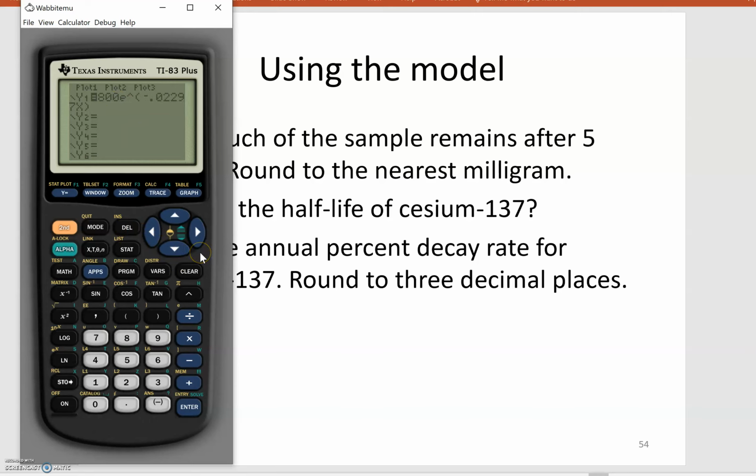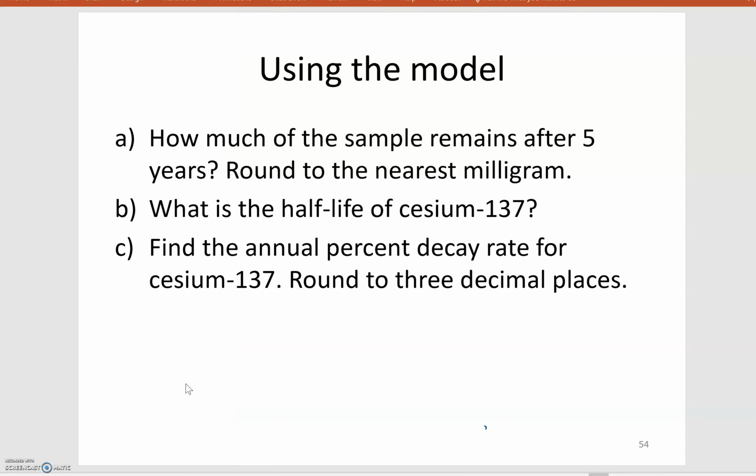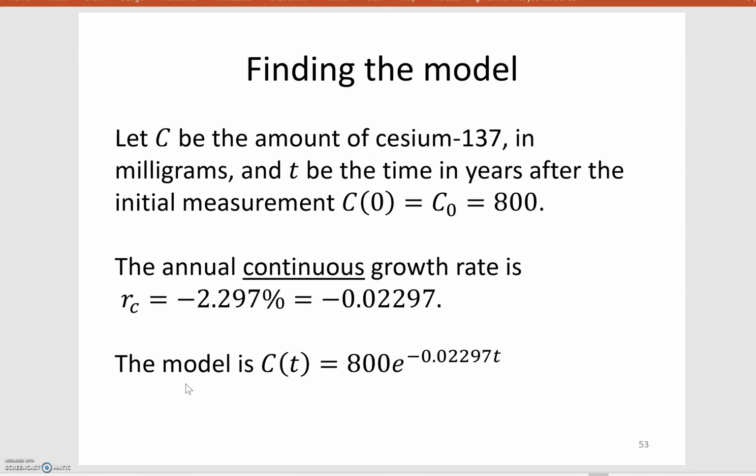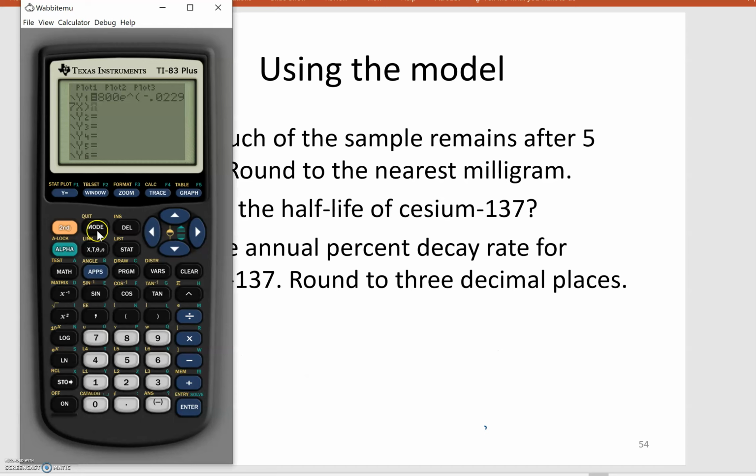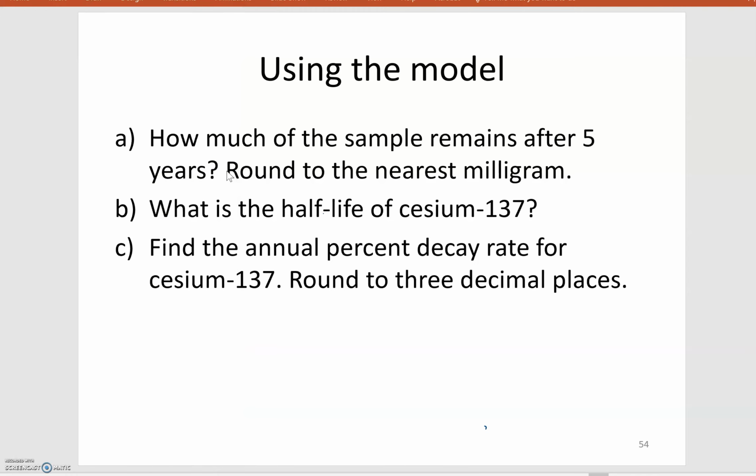All right, so there's our model, 0.02297, right? Isn't that what that was? Let me check again. Yeah, 0.02297. And we want to evaluate the model at 5. Having trouble here. Here we go. And we have 713.20 if we're rounding to the third decimal place. Or I suppose if we're rounding to the nearest milligram, that would just be 713.